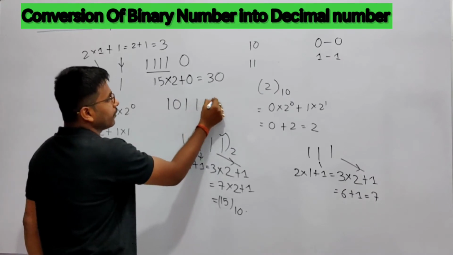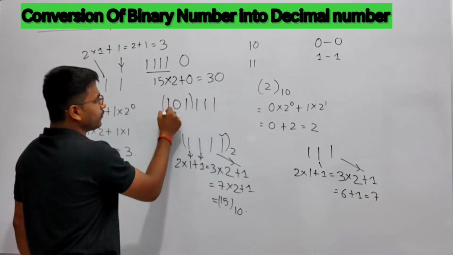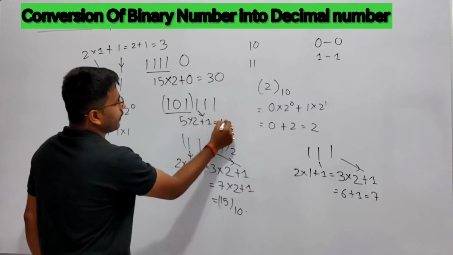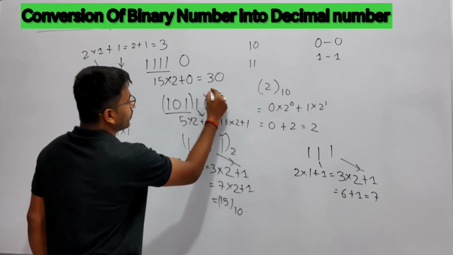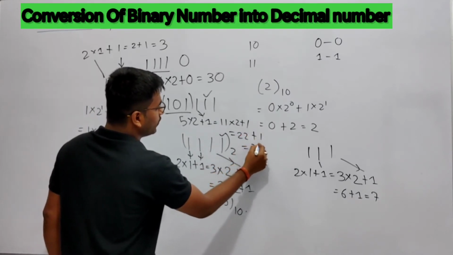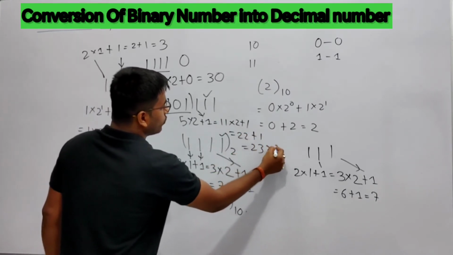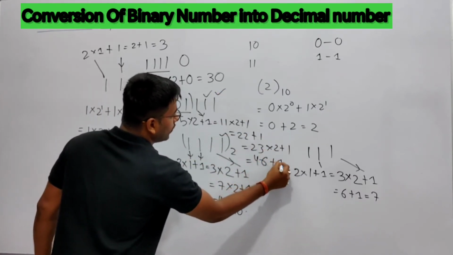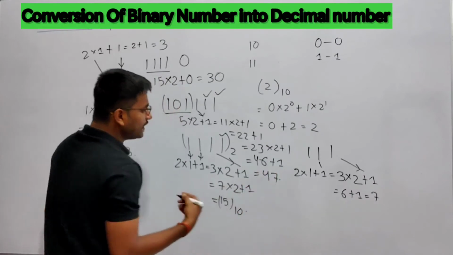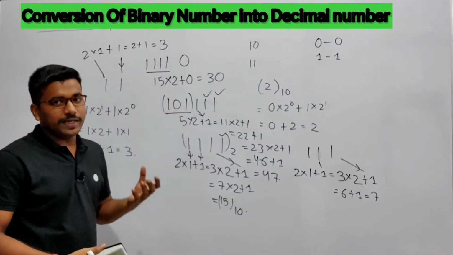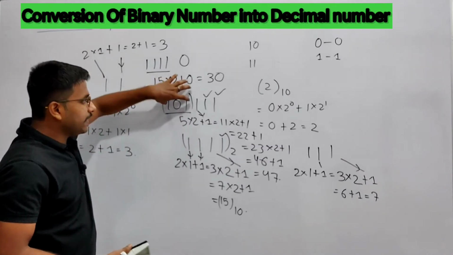If you know 101 and they are given 111 like this, you know that 101 is 5. So 5 into 2, then plus 1, you will get 11. 11 into 2 plus 1 for this, you will get 22. Then plus 1, 23. Then into 2 plus 1, so 46 plus 1, 47. So this way, if you know the result of some earlier bits, at least 3 bits everyone knows, you know that is going to be 5.